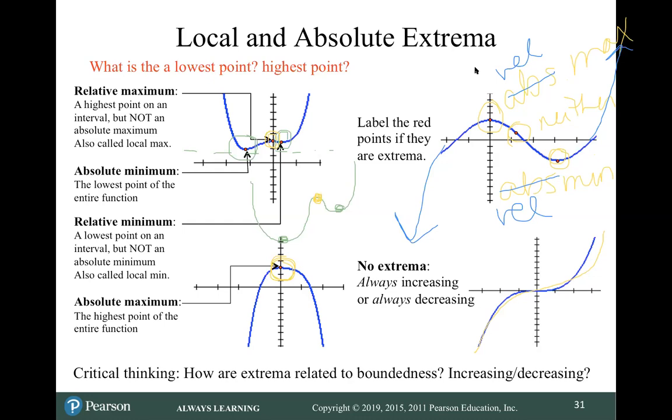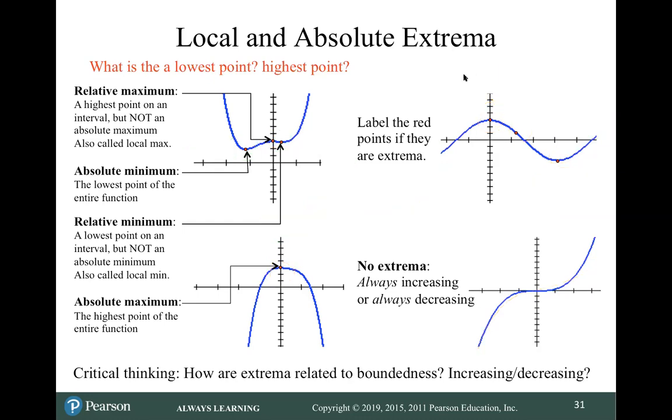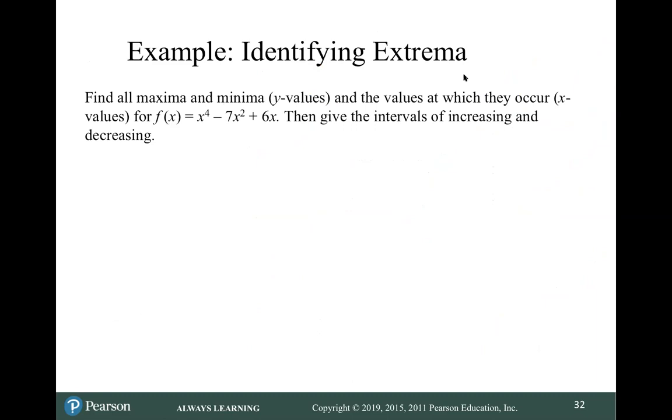Okay, let's do one more example and then we'll be done for the day. And that is an example in identifying extrema. So we want to find all maxima and minima, those are the extrema, the y values, and the values at which they occur, that will be the x values for this function. Then give the intervals of increasing and decreasing. I'd like you to try this as your example for practice, and then we will go over it together in class.